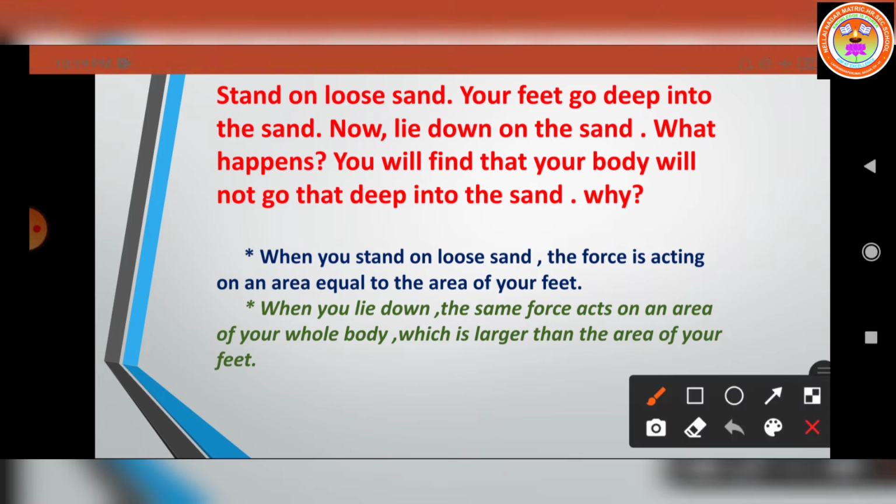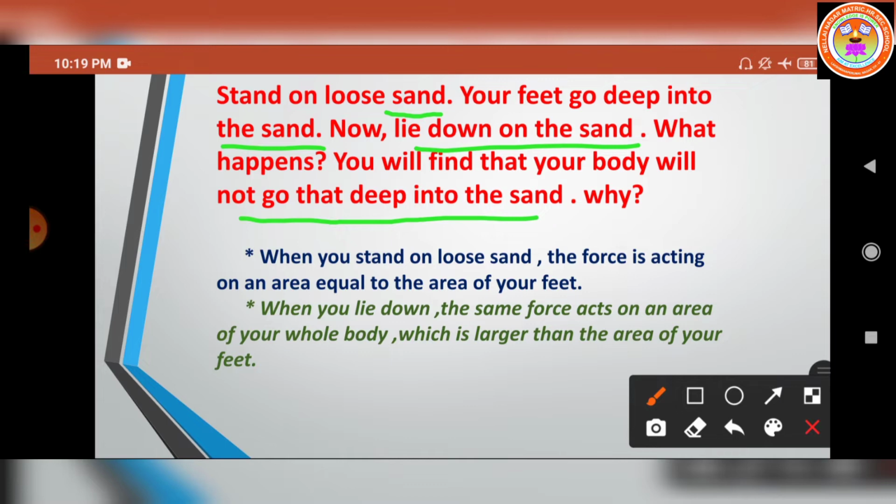Stand on loose sand. You know what is sand, isn't it? Your feet go deep into the sand. Now lie down on the sand. What happens? You will find that your body will not go that deep into the sand. Why?